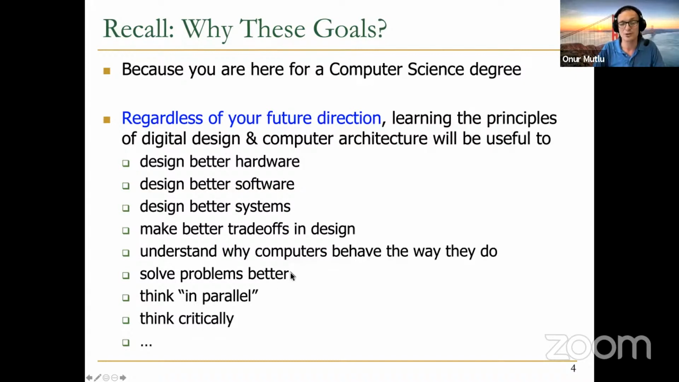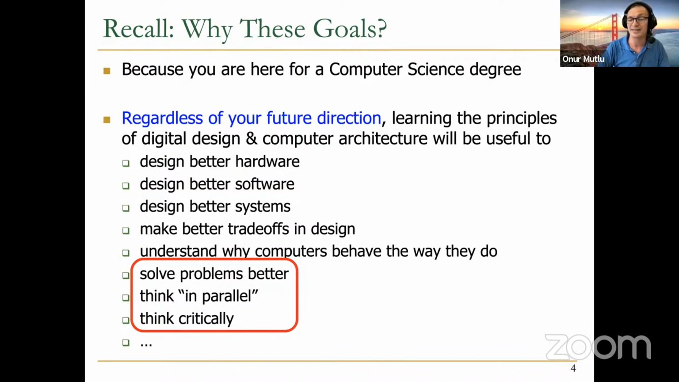But whatever you choose in this list over here: design better hardware and software systems, make better trade-offs in any design, solve problems better. It could be any problem. Think in parallel and think critically. Hopefully this course helped you. And as I said, the last three are the most important, perhaps. I mean, these things hopefully you understood, but the last three are the more generally applicable skills going into the future: solving problems, thinking in parallel, and thinking critically.